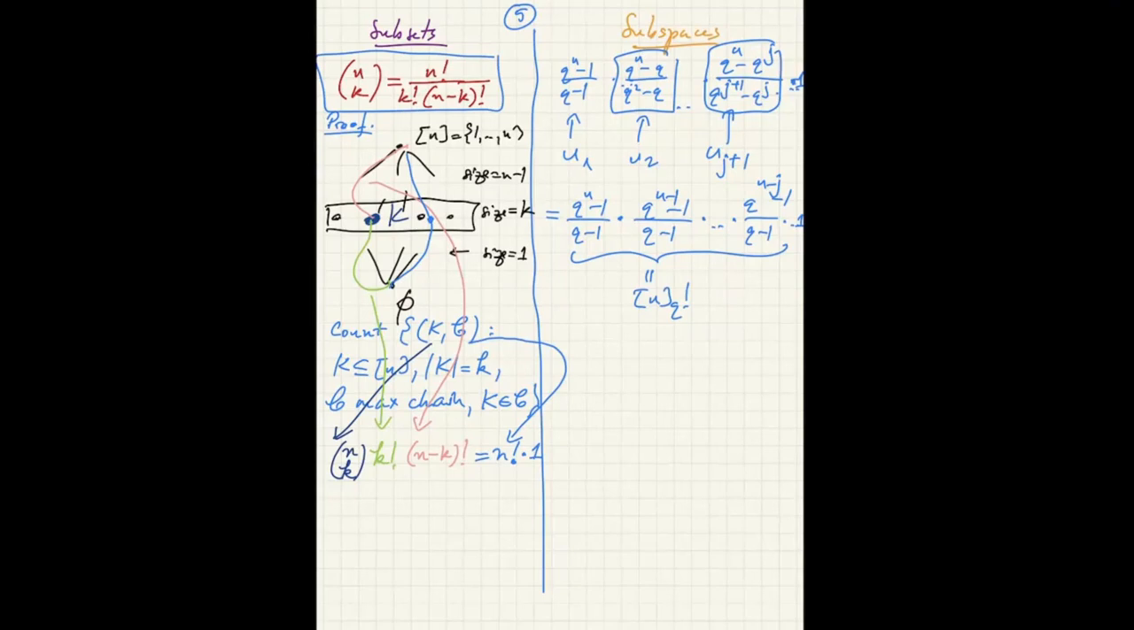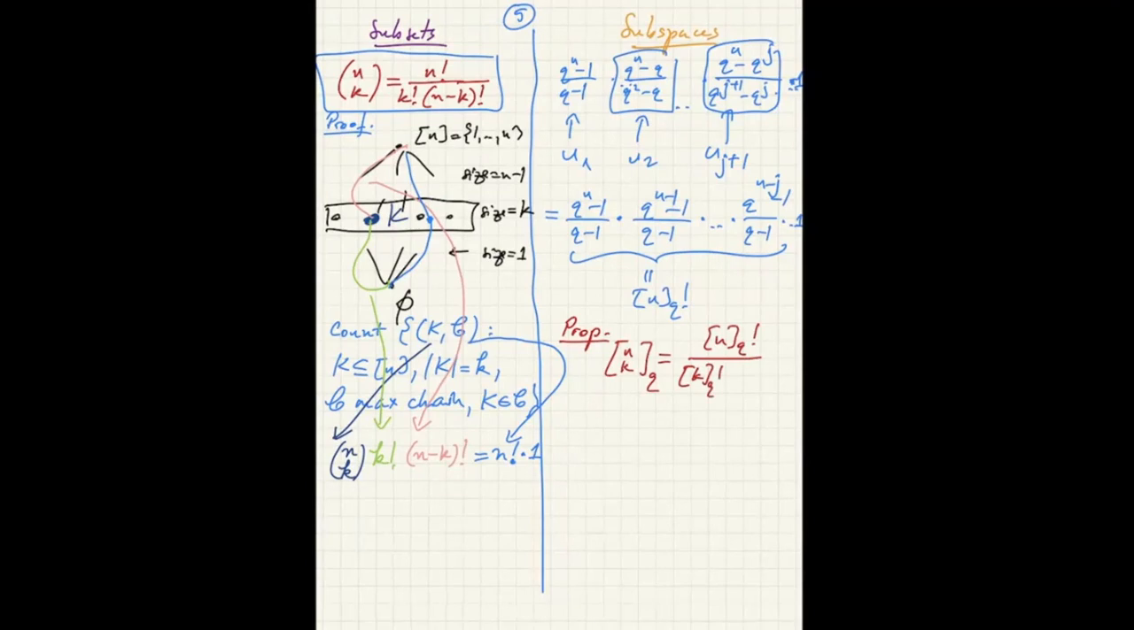Now, what happens in the case of subspaces? Well, we can mimic this proof, and we will get a similar result, that the number of k-subspaces of a vector space of dimension n equals the q-factorial of n divided by the product of the q-factorial of k times the q-factorial of n minus k. And the proof is very similar.